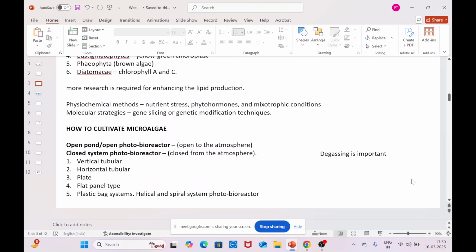So for spiral, you can visualize something similar to the shape of the spiral binds that you see, that circular bind. So spiral type bioreactors are also available. That will be the shape in case of spiral system photobioreactors.